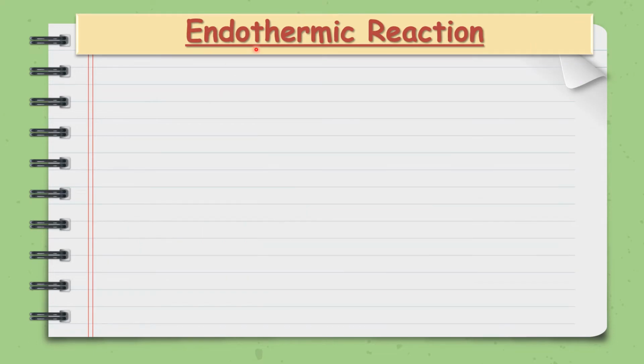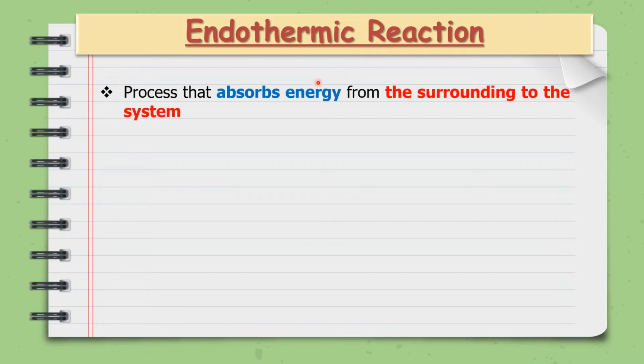Next, we're going to look at endothermic reaction. So what is an endothermic reaction? It's a process that absorbs heat from the surrounding to the system. Before this, I just mentioned to you, an endothermic reaction is a reaction that absorbs energy. So this is the detailed explanation. It absorbs energy from the surrounding to the system.